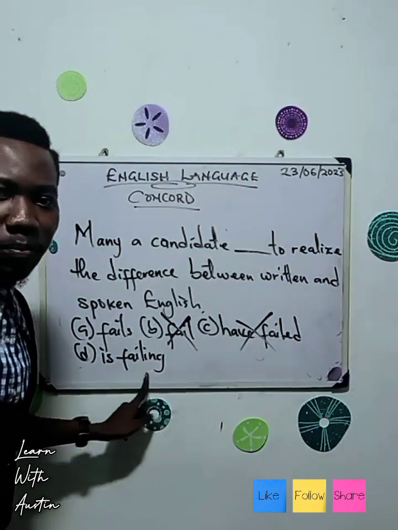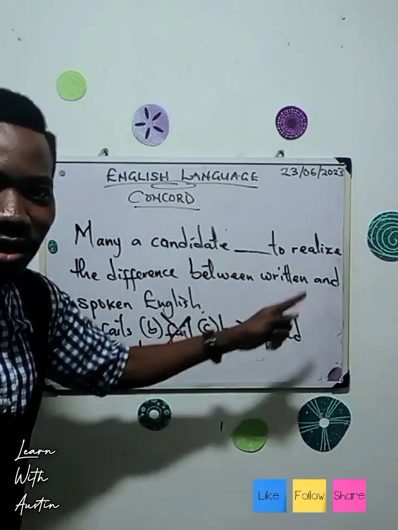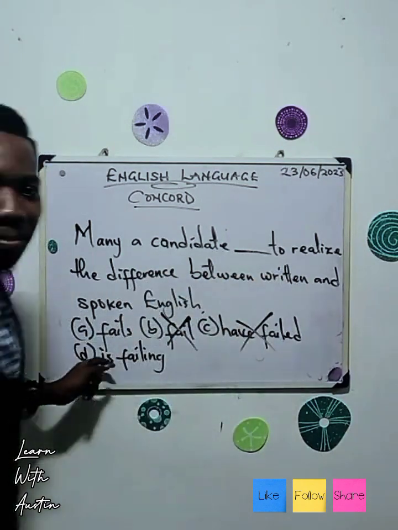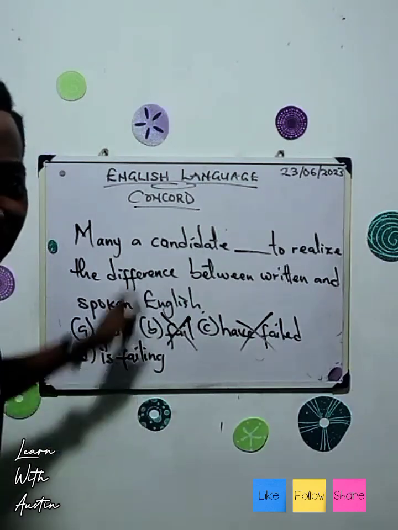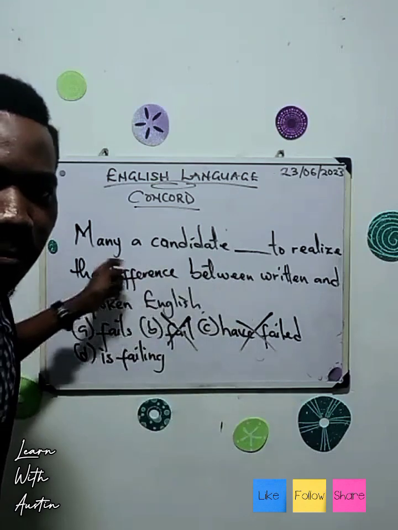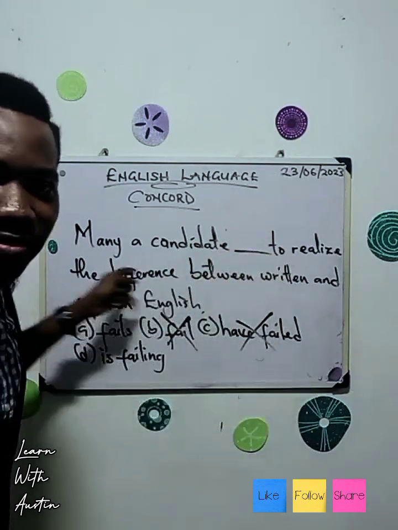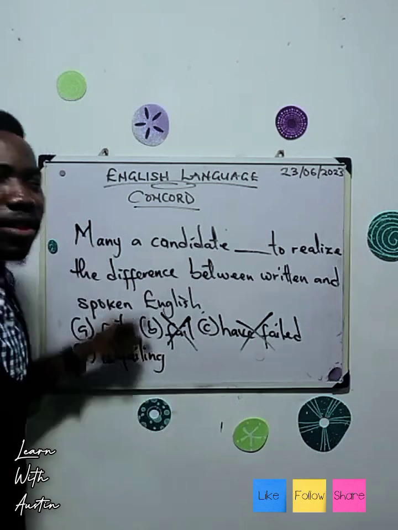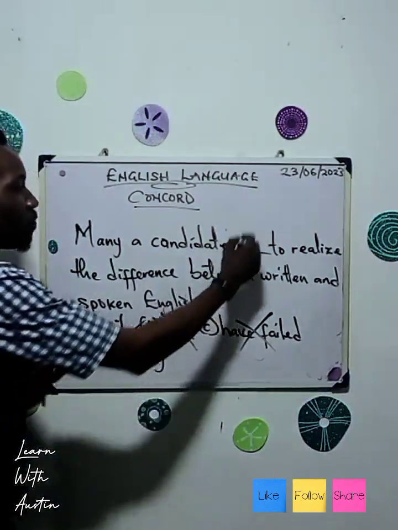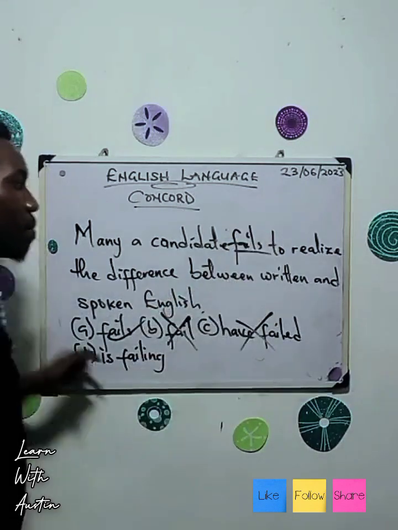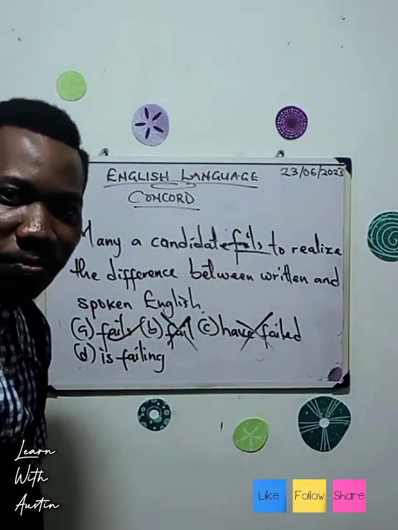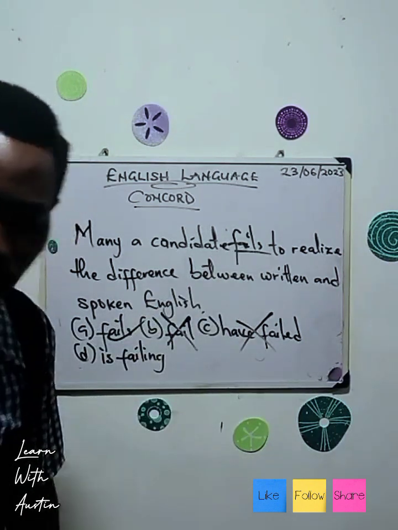Is failing, present continuous. Many a candidate is failing to realize the difference between written and spoken English. These two, by the way, can go. We can say fails to realize the difference, and we can also say is failing to realize the difference. But the best of these two options will be what? A, fails to realize. Many a candidate fails to realize the difference between written and spoken English. That's our answer: A, fails to realize.